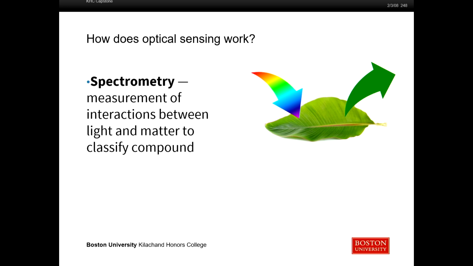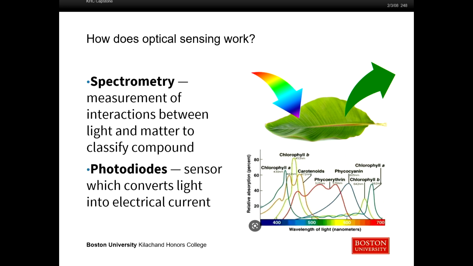So we can apply this principle similarly to classifying compounds such as cyanobacteria, as seen in the chart on the bottom right, which shows its relative absorption as a function of wavelength. By identifying certain peaks, we can figure out what is present in a water sample. The way we do that is by shining a light through that water, and the signal that we receive at the other end will be an indicator of what compounds were present in that sample.